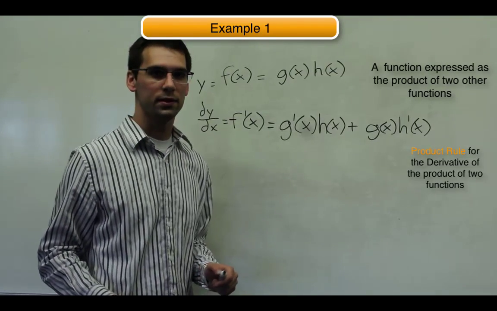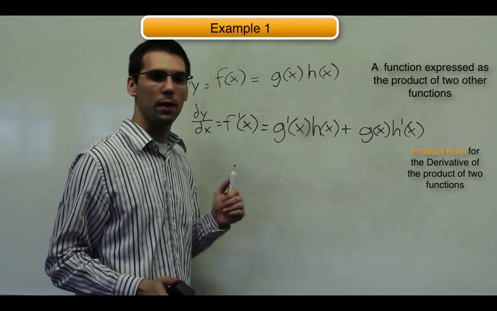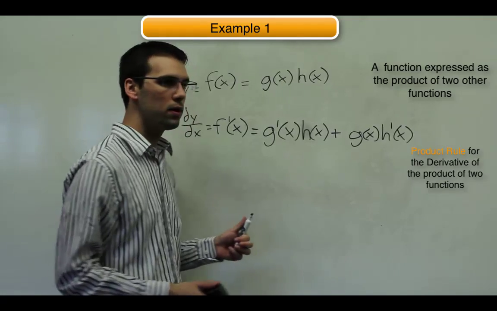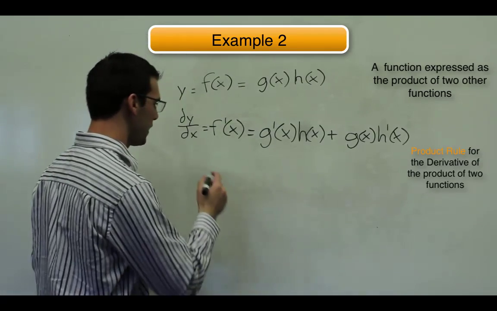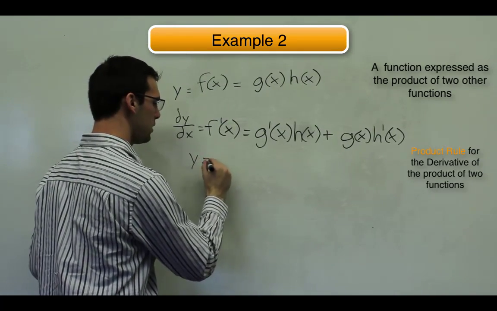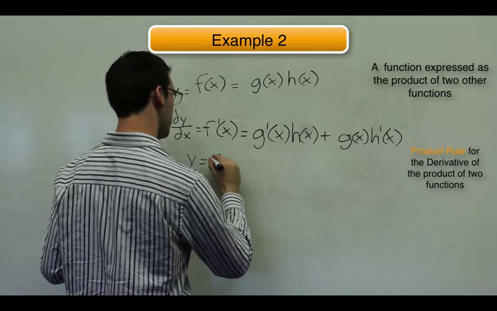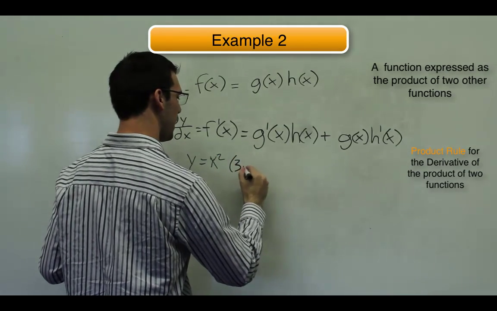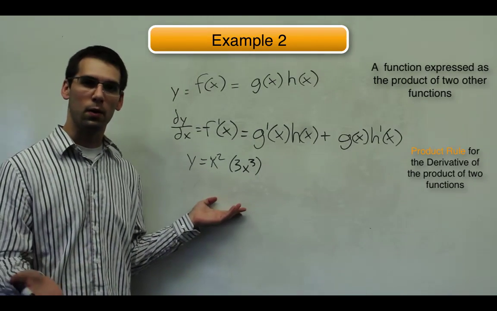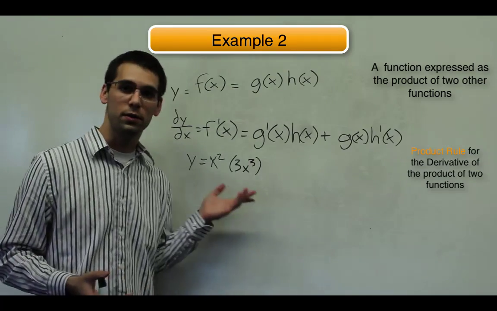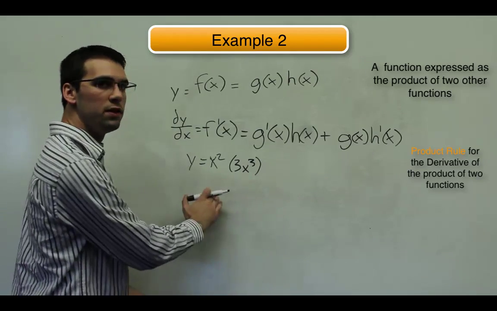So this is something that's really good to learn. Let's go ahead and use a couple more examples. Let's go ahead and use a polynomial. So let's see how that looks. So suppose we have y equals, say, x squared times 3x cubed. Now we could multiply this out and just then use the power rule, but we can also use the product rule for each of these individually.